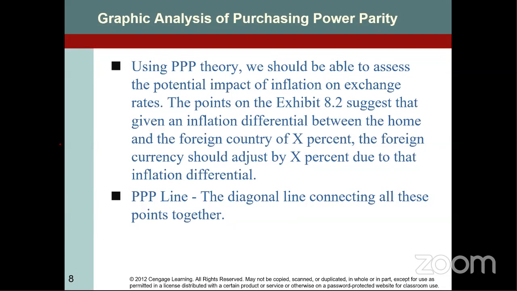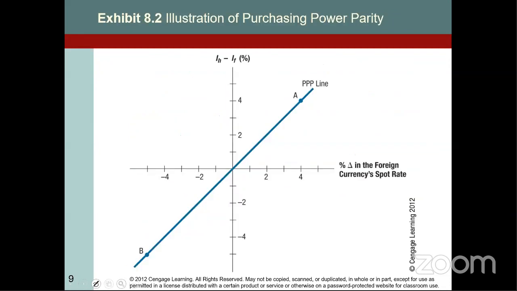We have a triple P, and you should be able to assess the potential impact of inflation to exchange rates. Okay, the same as what we already discussed. And this is the triple P line. Okay, let's explain the triple P line. We have A here, we have B here. Now, what does it mean?